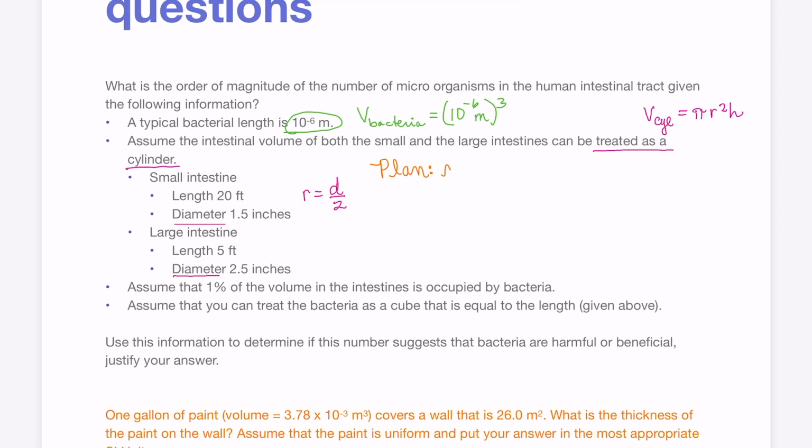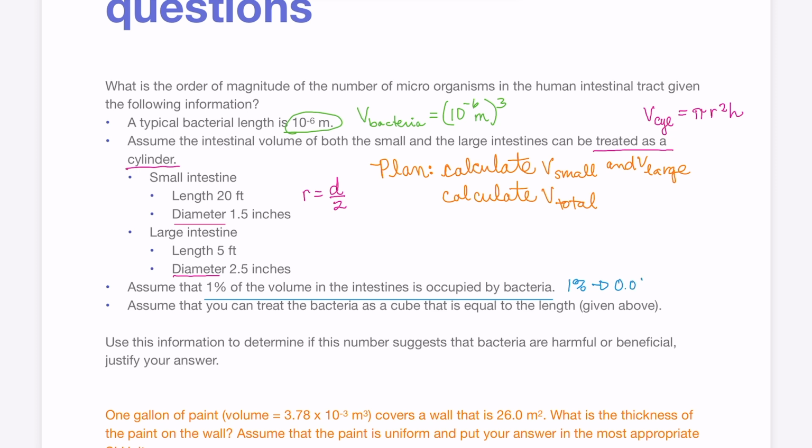All right, so our plan is going to be to use the cylinder formula and calculate the volume for each intestine, both the small and the large. All right, and then the problem tells us that 1% of the volume of each intestine is occupied by the bacteria. So those volumes that we just calculated, we're going to now calculate what 1% of that is.